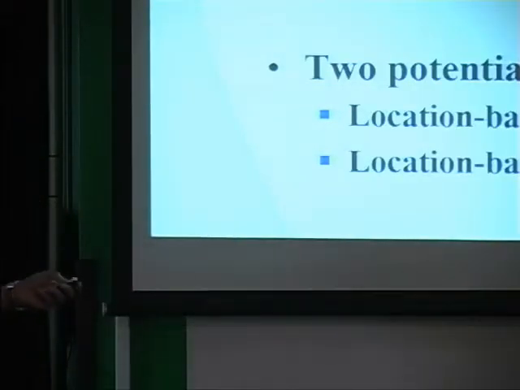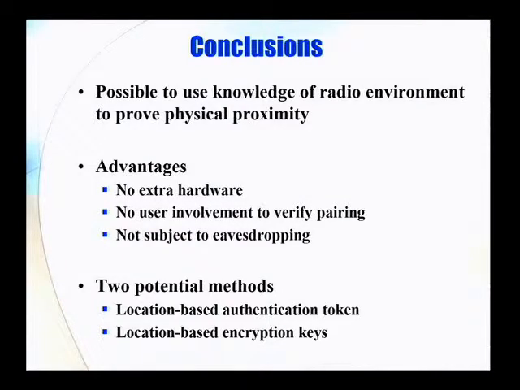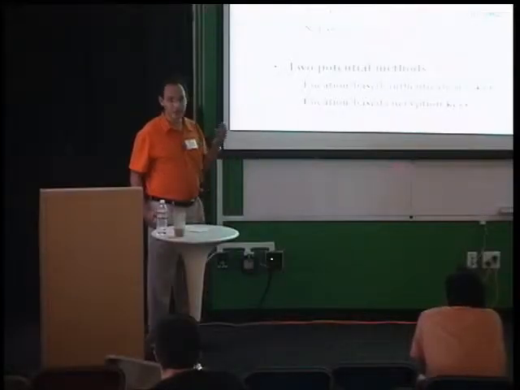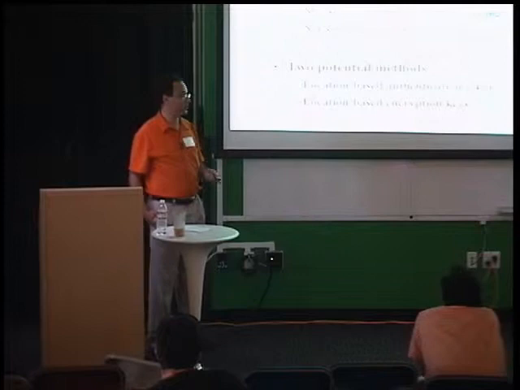It doesn't require user involvement as far as verifying the pairing. As we said, for certain kinds of attacks, if you want to make sure that certain attackers fail, you have to do a little bit of hand waving. So that obviously is user involvement. And as we mentioned, it's not subject to eavesdropping, just because you're not transmitting. So even if the attacker has very sensitive antennas, they really can't do much with them.